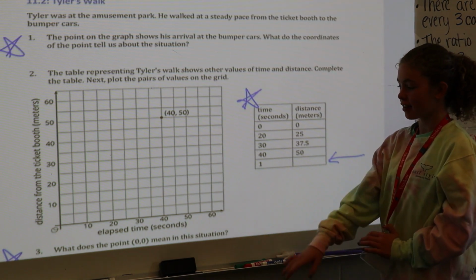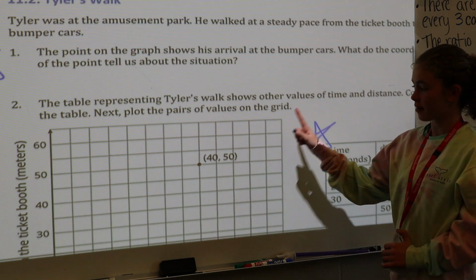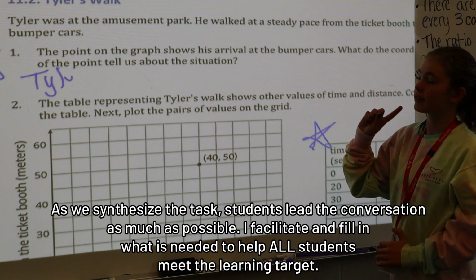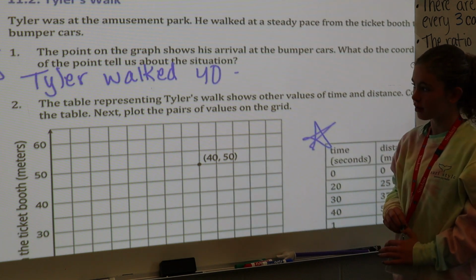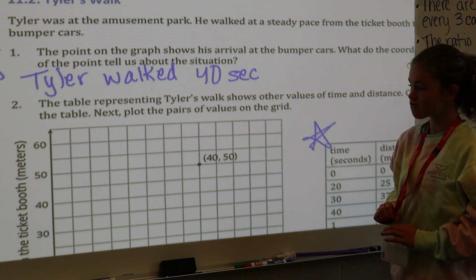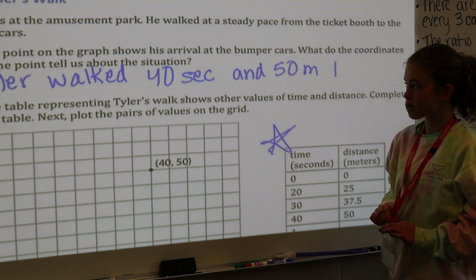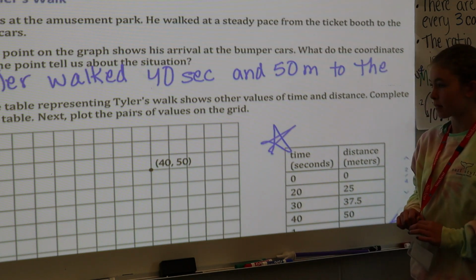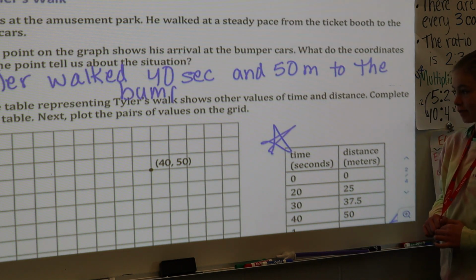It tells us that Tyler has walked 40 seconds and 50 meters to the booth. Okay, so Tyler walked 40 seconds and 50 meters to, well, he's leaving the booth. Where is he going to? Oh, the bumper cars. Okay, stay there for a moment.